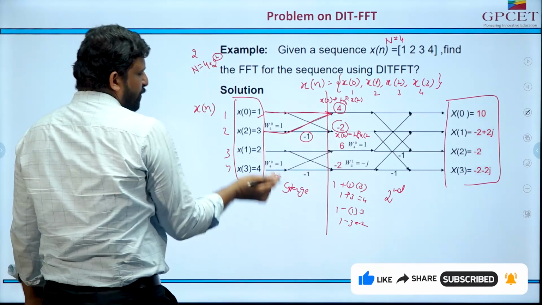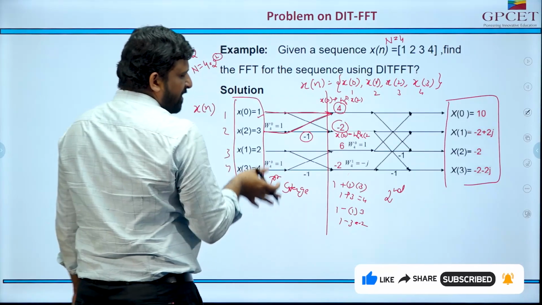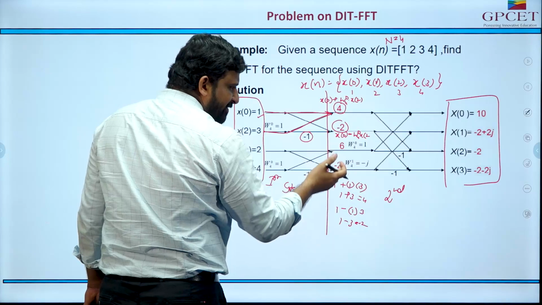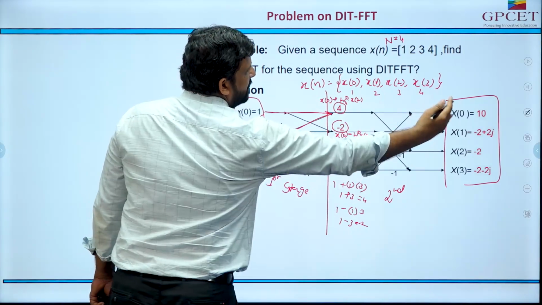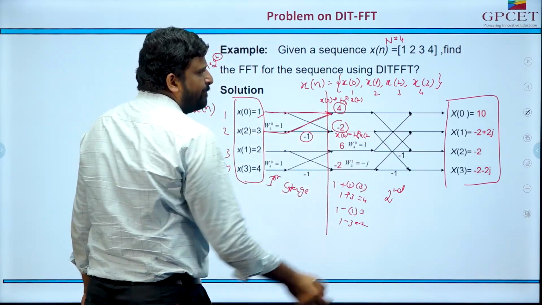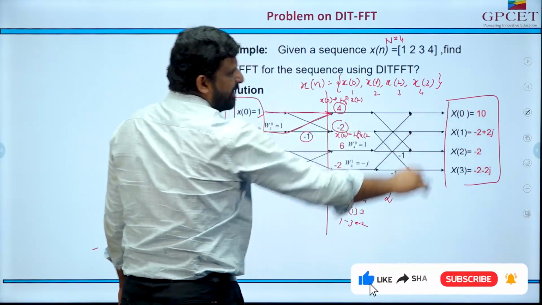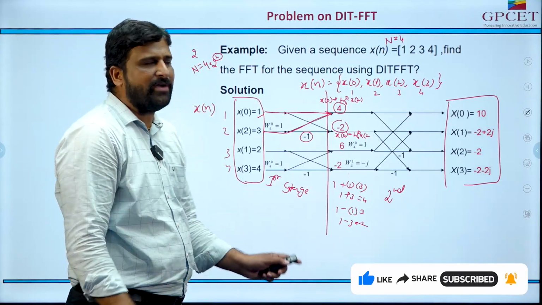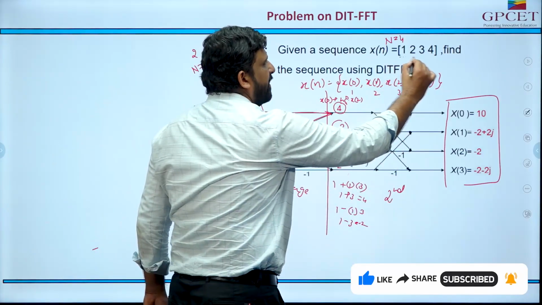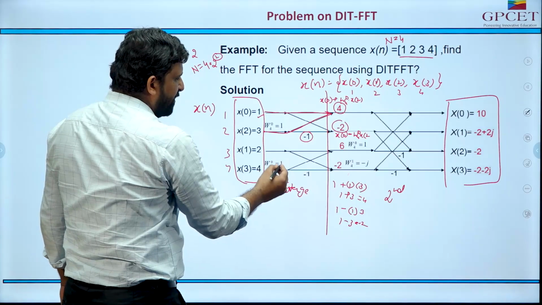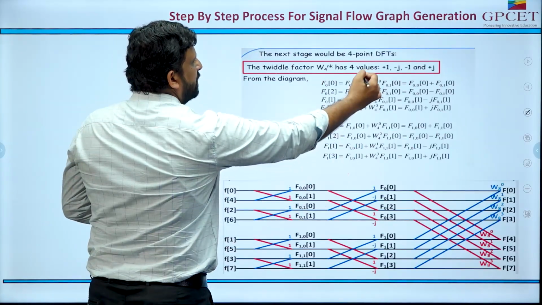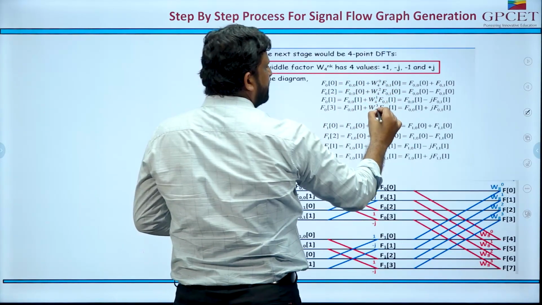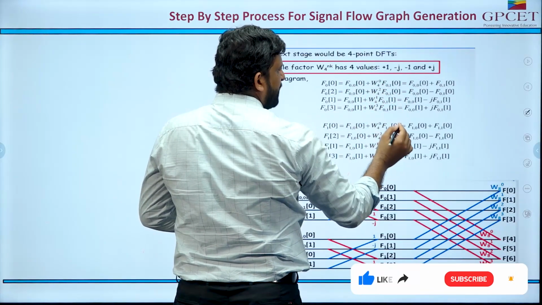That means how many stages? 2 stages. First stage, second stage. In the first stage I have done it, and don't consider that first input sequence. Whatever new sequence you got, please consider this sequence and start doing the second stage. After doing that, the final values we got here are nothing but the x of k values. Like this, for n is equal to 4, whatever value sequence they have given, the value for W4 to the power of 0 is equal to 1. Why? Because you can see here W4 to the power of 0 is equal to plus 1 for all the values.